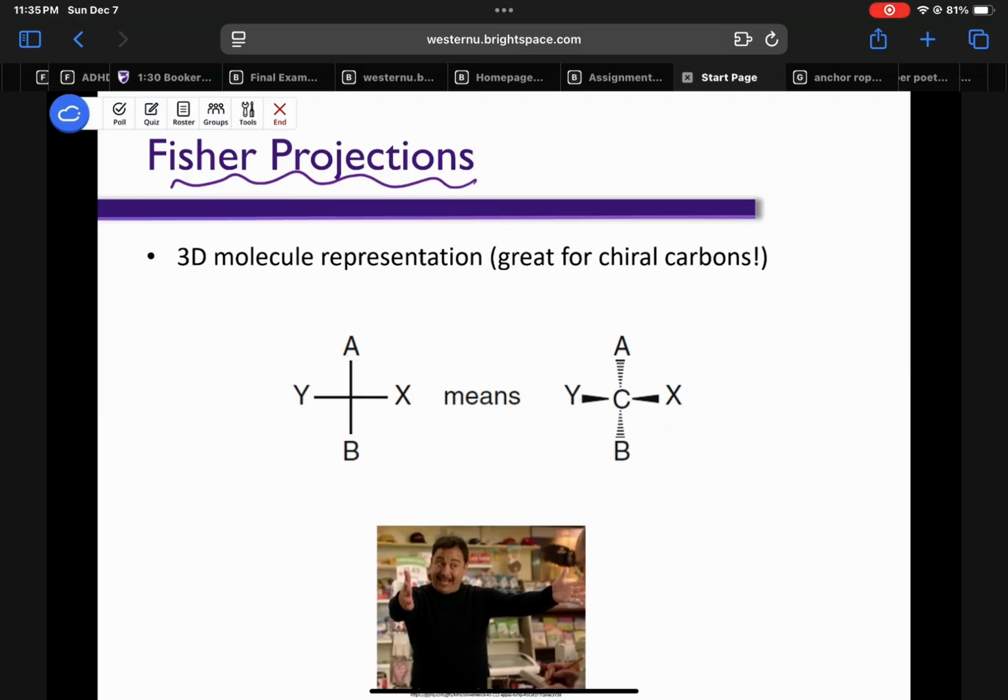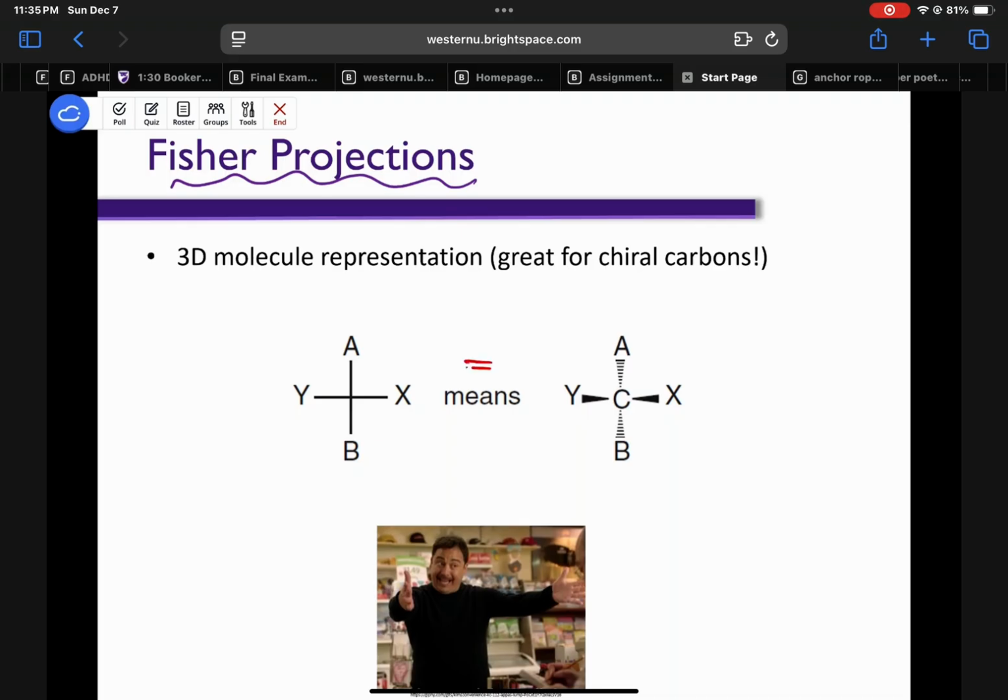So when we use a Fischer projection, we're using intersecting lines, a line that's vertical and a line that's horizontal, and they make an X. And we don't see any wedges or dashes, but we have to apply those ourselves. The Fischer projection on the left is the way that a lot of sugars are communicated. In biochemistry, you're going to see Fischer projections all the time. So we need to know how to interpret it.